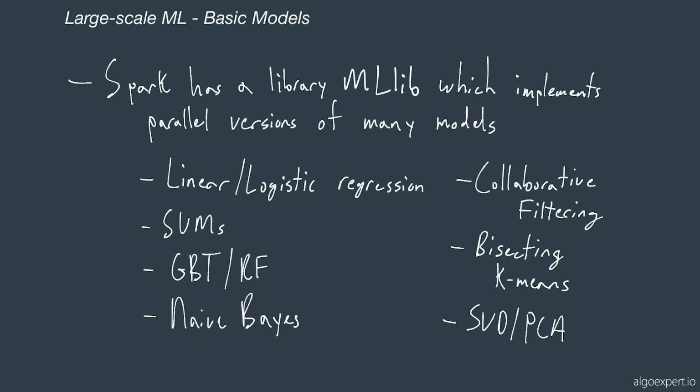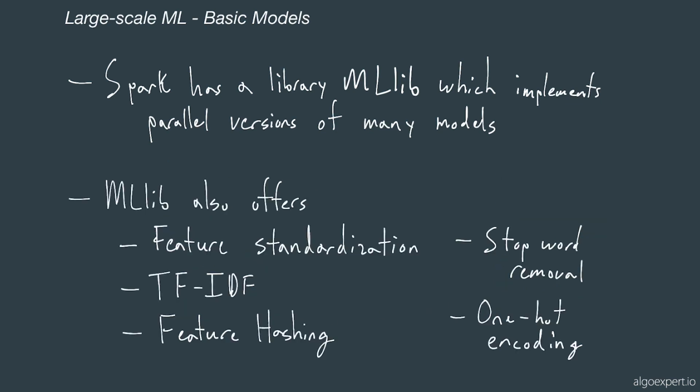Now, beyond just the models, Spark also offers ways to analyze the performance of each of these models. So for instance, with logistic regression, you'll be able to look at and tune the thresholds. As well, you'll even be able to find things such as the area under the receiver operating characteristic curve. In addition to all of these modeling capabilities and model analysis capabilities, MLlib also offers a series of data standardization and transformation techniques. So for instance, feature standardization, TF-IDF, feature hashing, stop word removal, one-hot encoding, and many more that I haven't listed here.